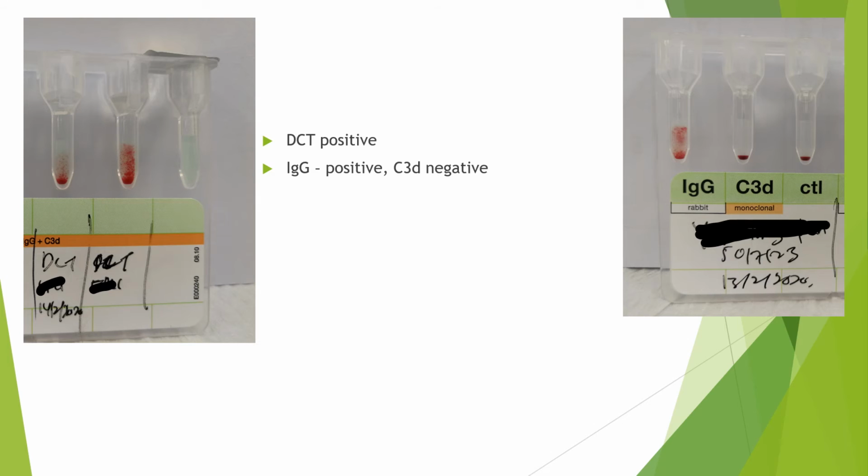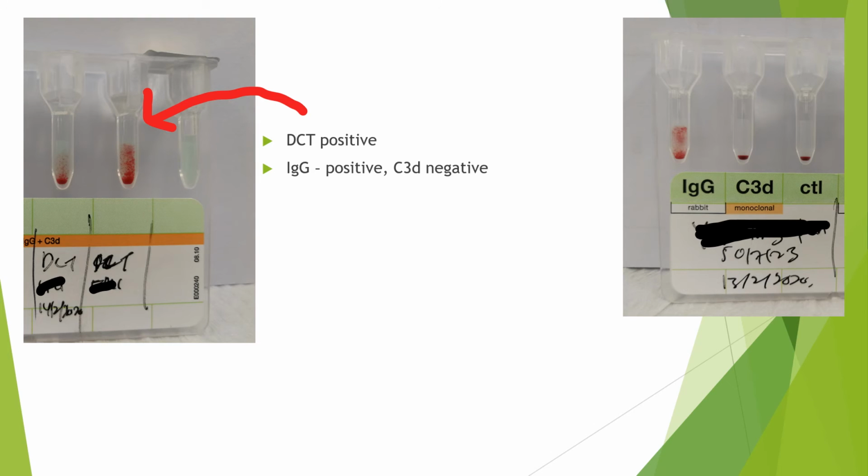A negative result is seen when there is a formation of a complete button at the bottom of the column. A positive result is seen if there is an agglutination in the gel column. A positive reaction has to be graded from 1 plus to 4 plus. So when the DCT is positive, then we can proceed with extended DCT.